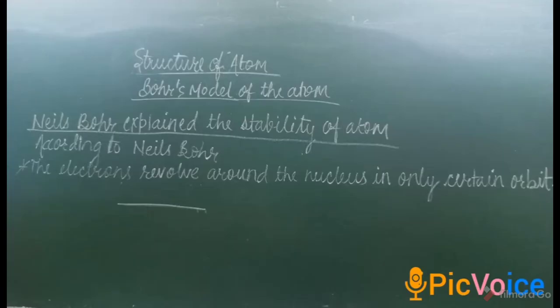Now next, Niels Bohr explained the stability of the atom. Niels Bohr gave a new arrangement of the electrons of the atom. According to Niels Bohr, the electrons could revolve around the nucleus in only certain orbits or certain energy levels or shells, and each orbit or shell has a different radius from the nucleus.